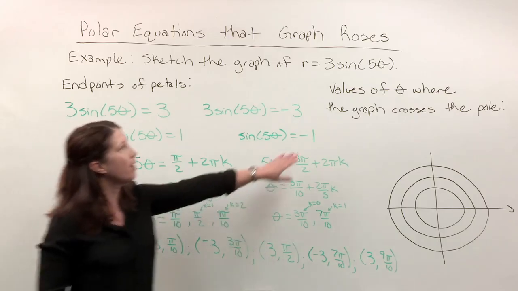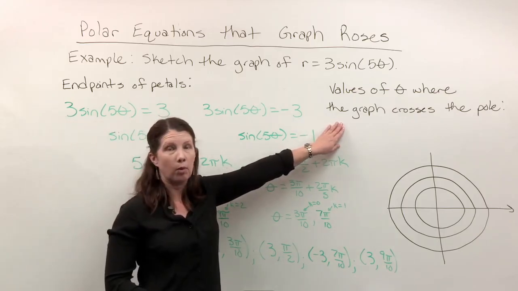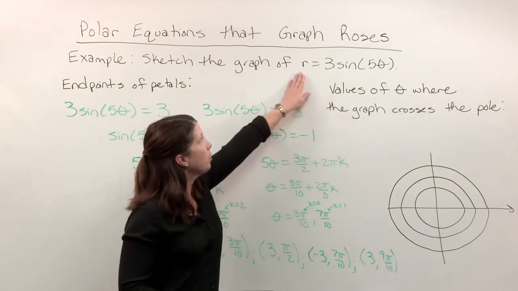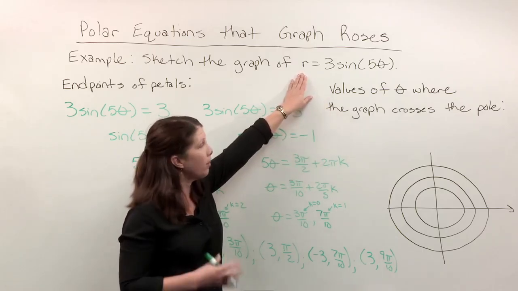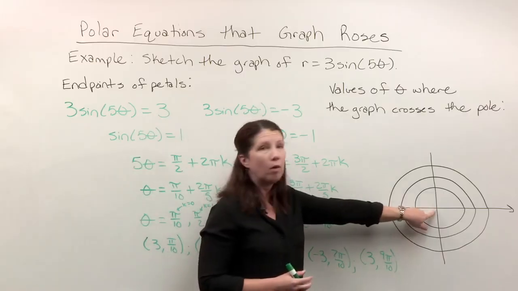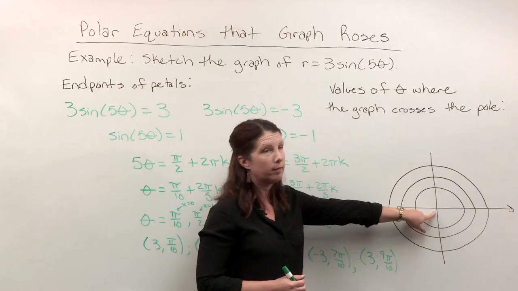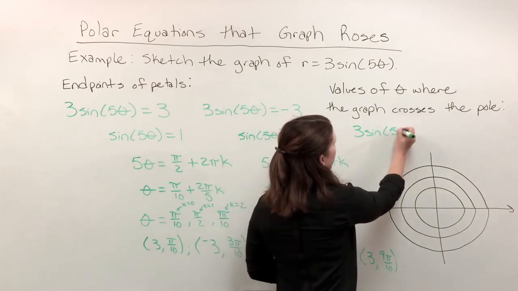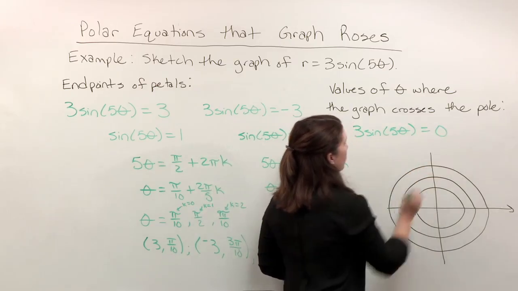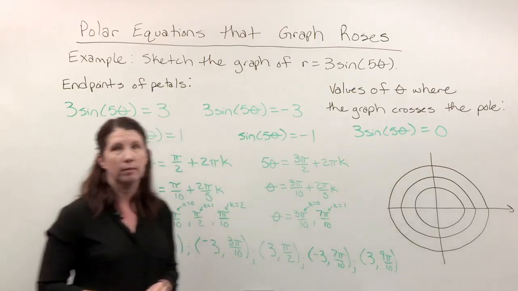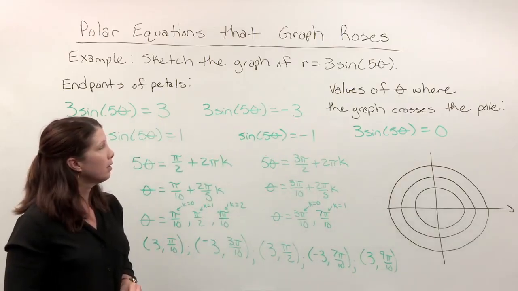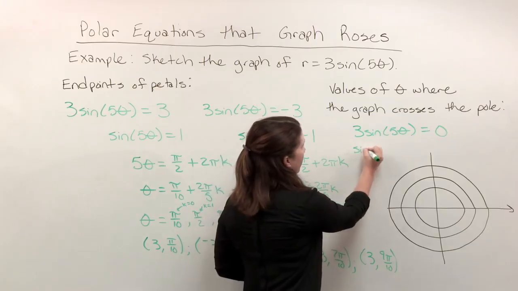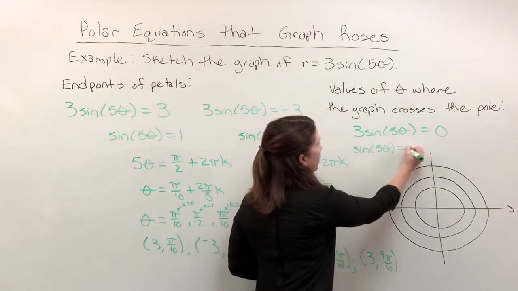Now let's find the values of theta where the graph crosses through the pole. To do this, we're going to take our equation and replace r with 0. So we're finding the values of theta where the r value is 0. To do this, we're going to solve this trig equation, 3 sine of 5 theta equals 0. Dividing both sides by 3, I get sine of 5 theta equals 0.